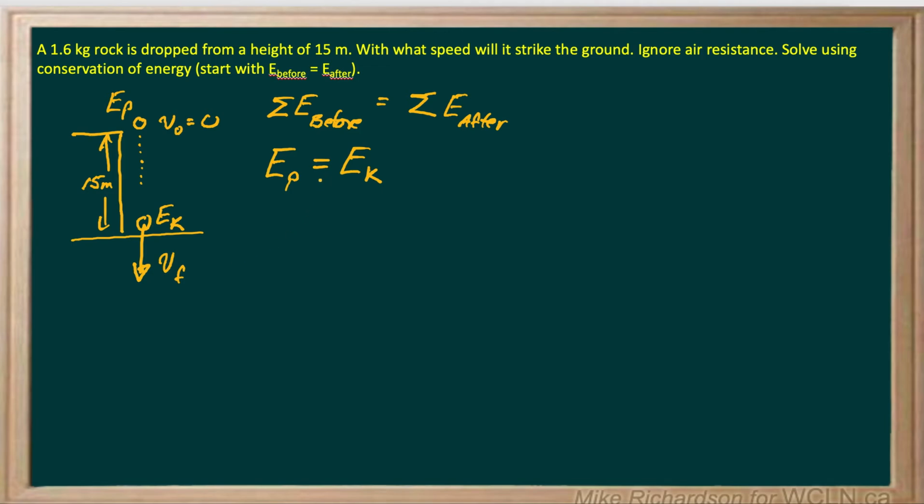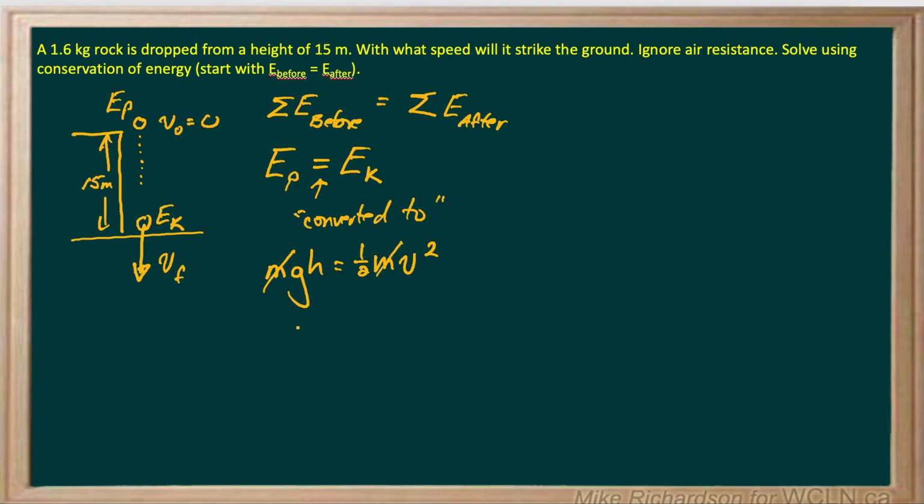You can almost think of this equal sign as similar to being converted to. My initial potential energy is converted to kinetic. So then we just plug in our formulas. Notice that the mass of the rock actually doesn't matter. There's an m on both sides.